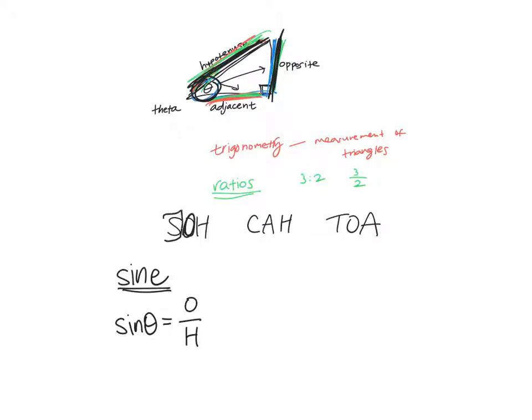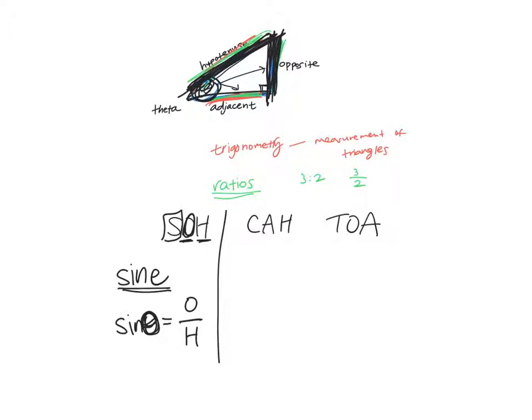So sine theta equals opposite over hypotenuse, meaning if you stand at the angle theta on a right triangle, and you look at the opposite side length and put it over the hypotenuse side length, that ratio we call sine. Sine is the name of that ratio.